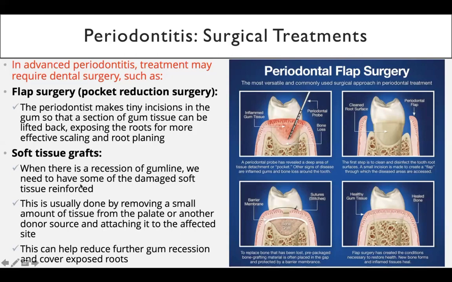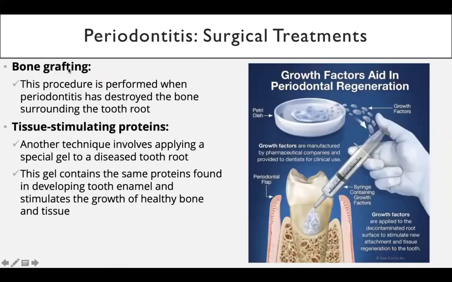And then there were soft tissue grafts, where the gum line or gums are recessed, there is gum recession. We take a part of soft tissue from the palate and then graft it to cover the receding part of the gums. And then we had bone grafting, in case the bones are totally destroyed. This is a very less performed procedure.